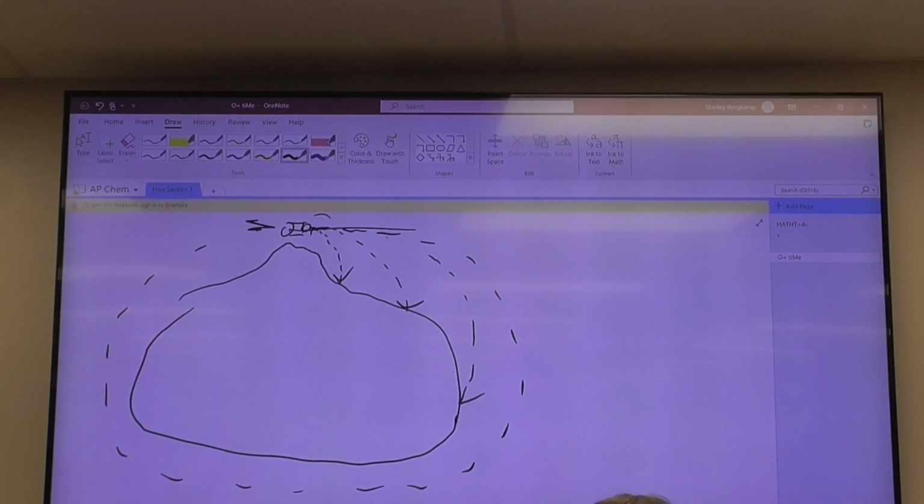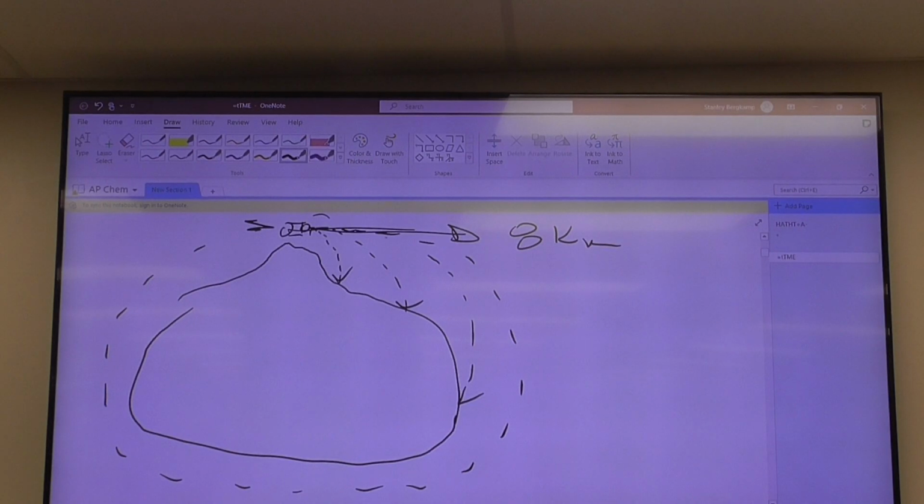So here's a little fact about the curvature of our rock. If you travel 8 kilometers, which is about 5 miles, the Earth curves out from underneath you 4.9 meters. Now, here's the significance of this number.